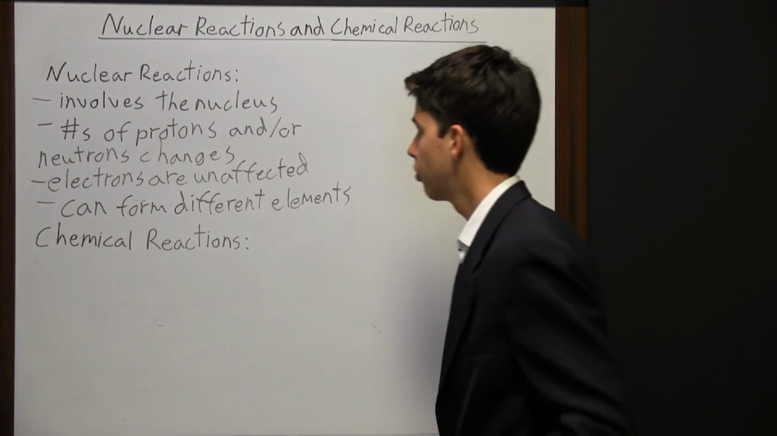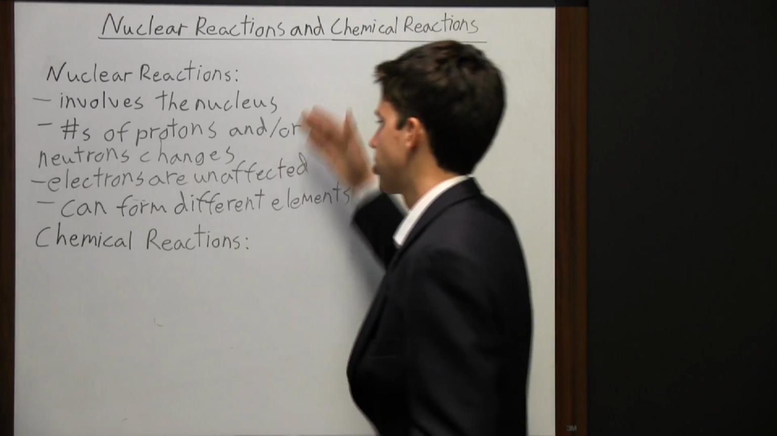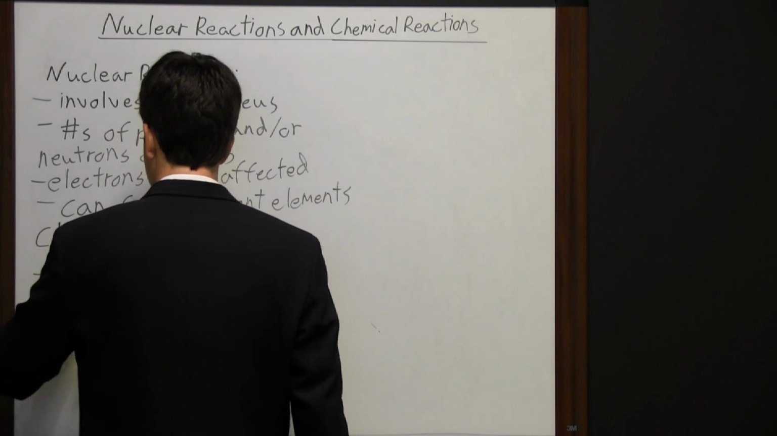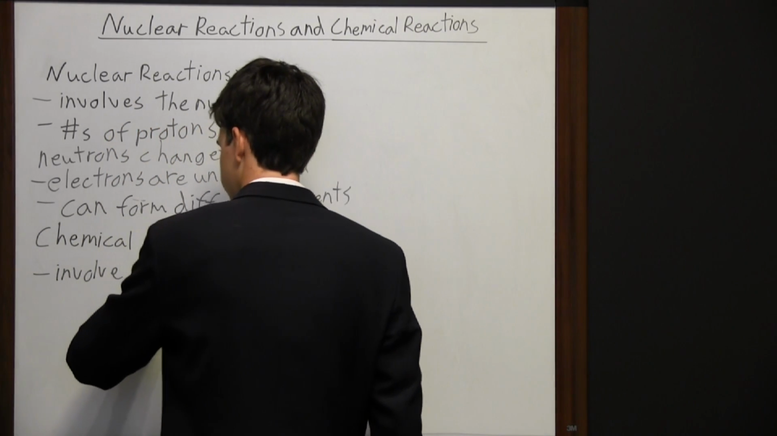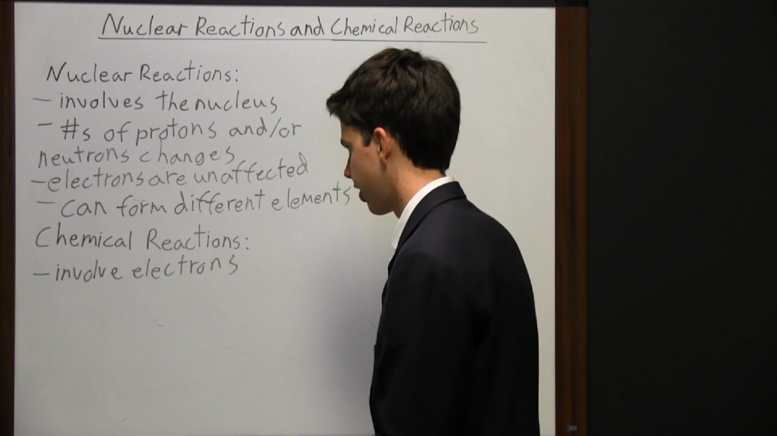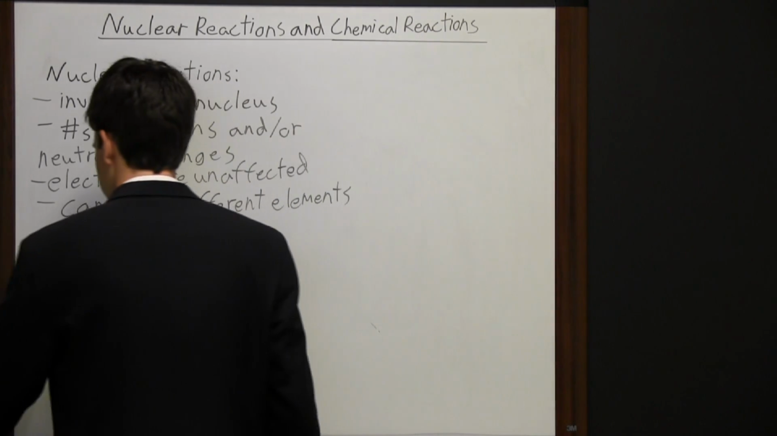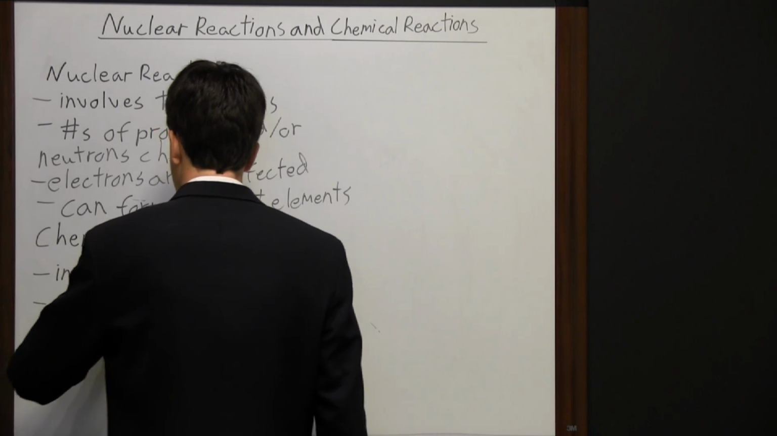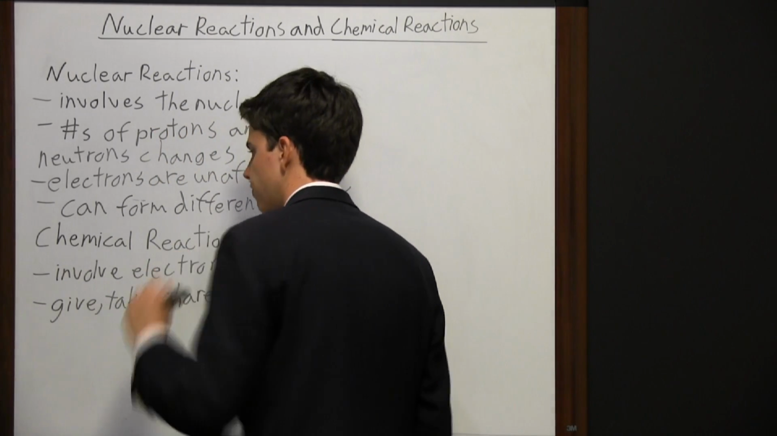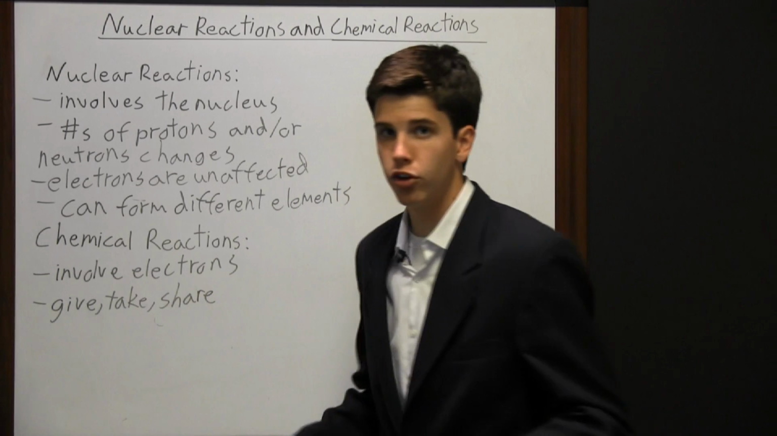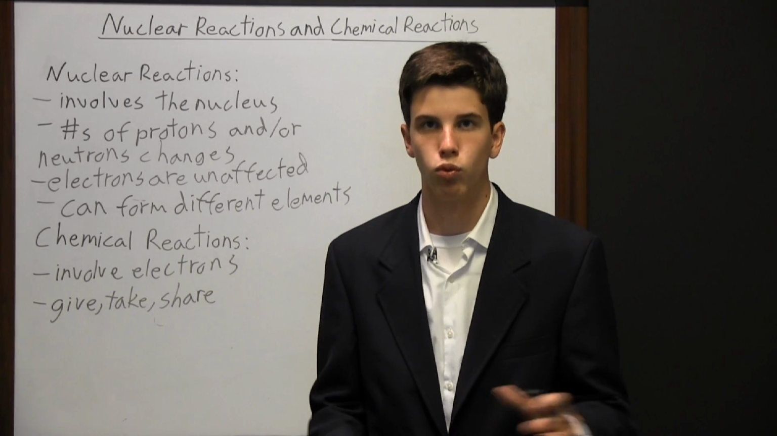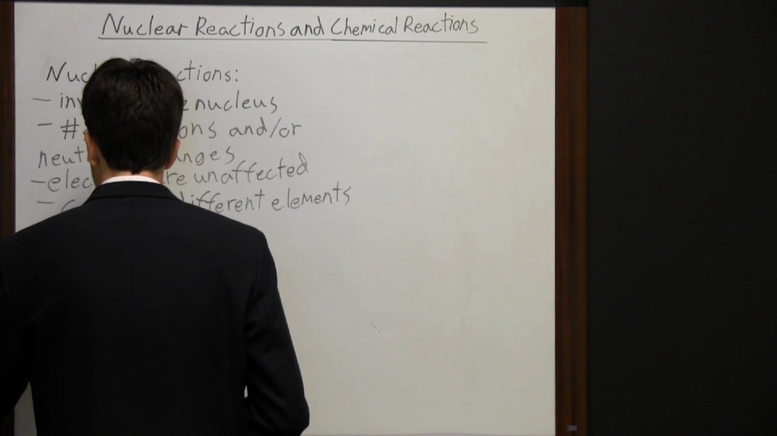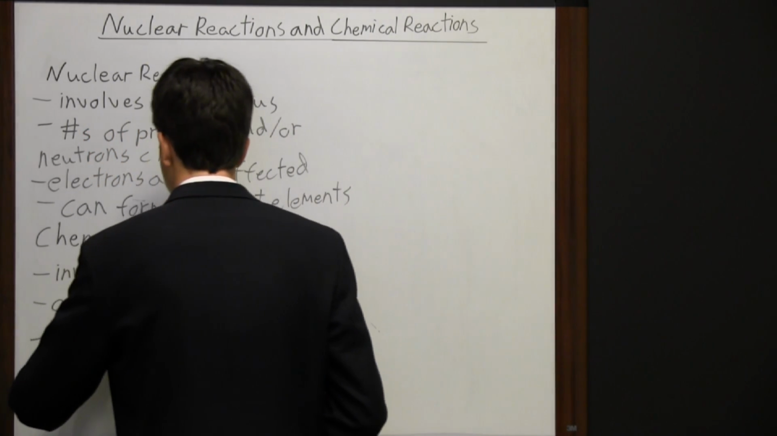So now we come to chemical reactions. Just as nuclear reactions involve the nucleus, chemical reactions involve electrons, particularly valence electrons. In chemical reactions, the atoms give, take, and share valence electrons. Now, the nucleus and the rest of the atoms is unaffected. But in particular, the nucleus is unaffected.